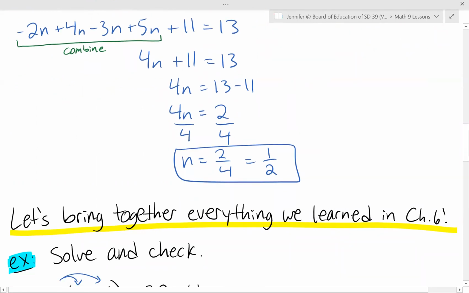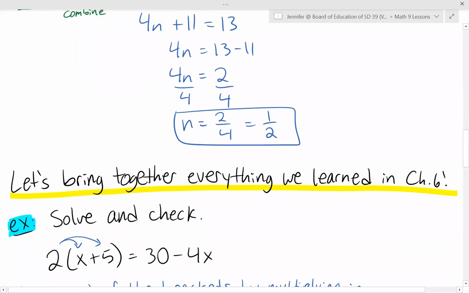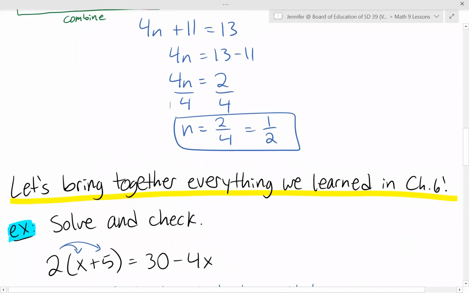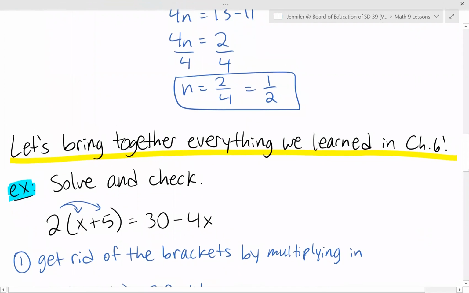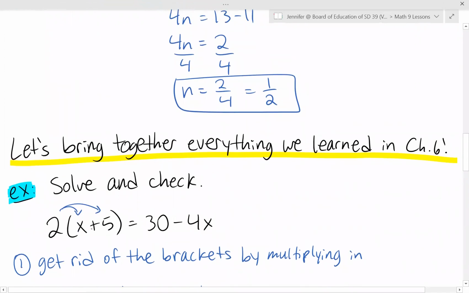Couple more examples where we're going to bring everything together that we've learned in chapter 6. It all builds on each other. So this one we want to solve and check. The first step would be to get rid of these brackets by multiplying in. So this is like in the 6.2 lesson when we have brackets. How do we deal with that?